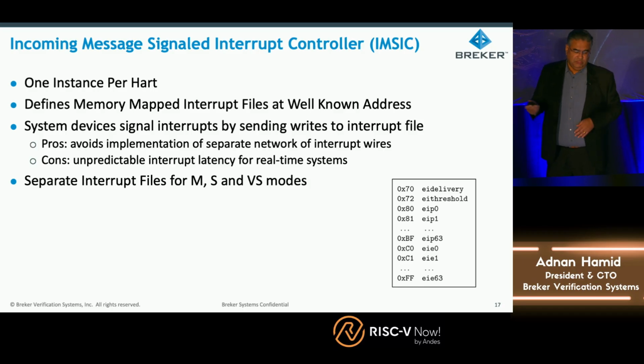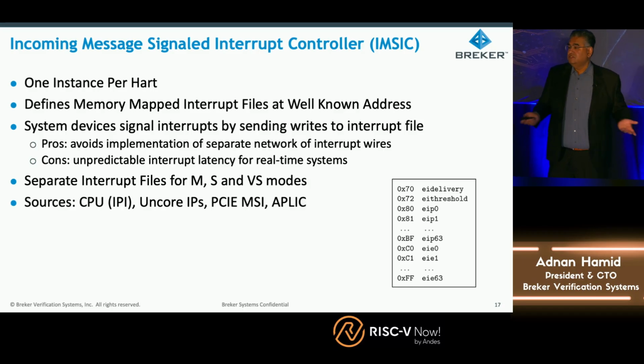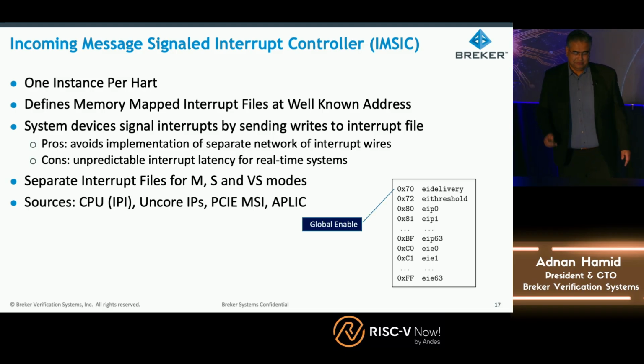Separate interrupt files for each privilege level, and sources of interrupts, right? You've got to test not only CPU to CPU, on-core IPs triggering those, PCIe message signal interrupts, APLIC-driven interrupts. My point is a lot of different things to verify at the system level.